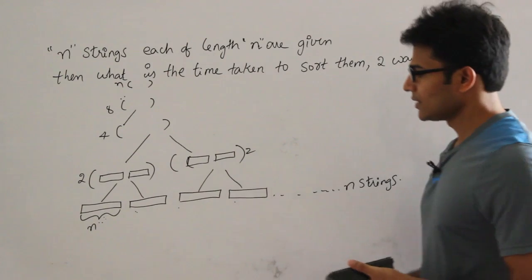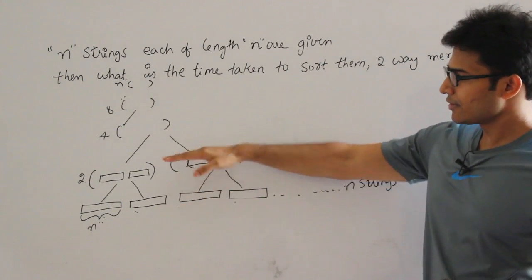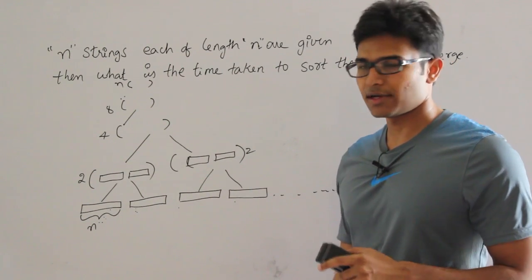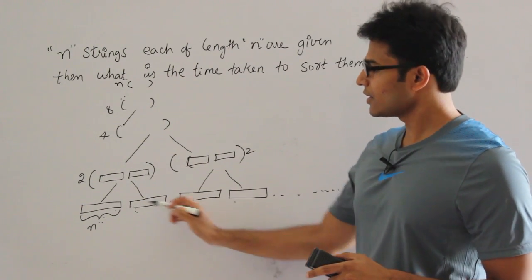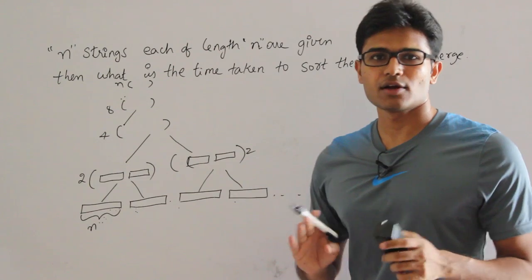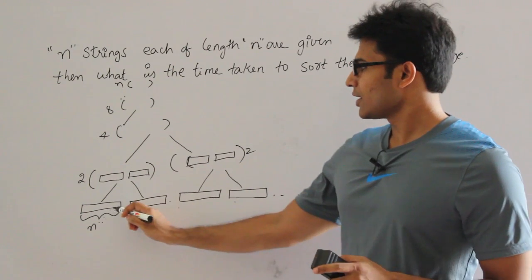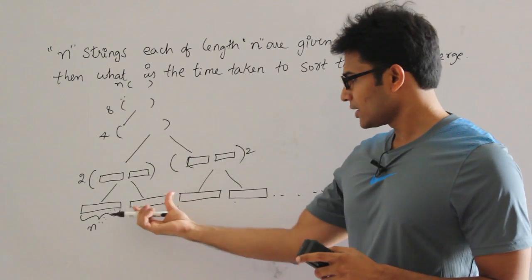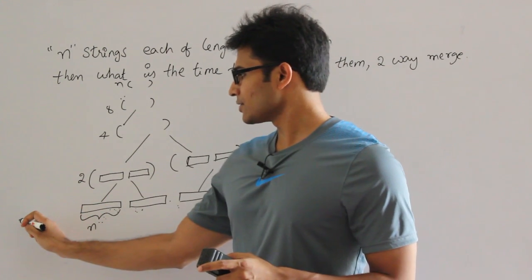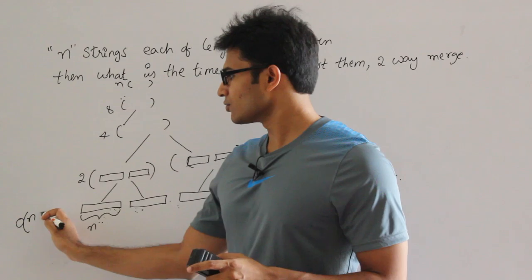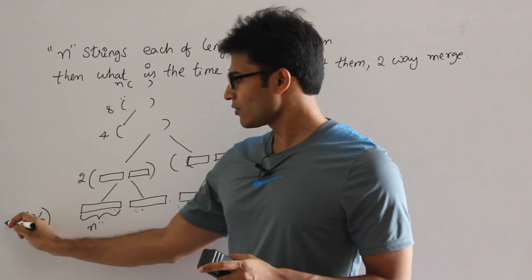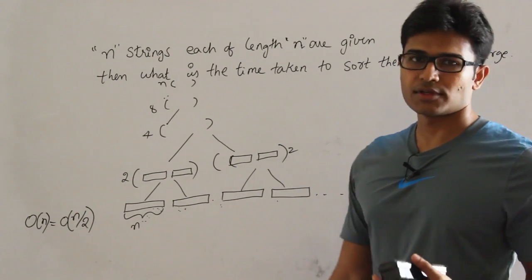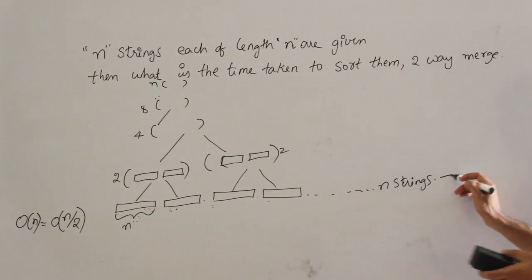Now let's see. In order to write all these n elements here, every element has to be compared exactly once. Even if it is n by 2 or n, I don't care exactly how many, but every element has to be compared with some other element before you write it there. So at the first level, the number of comparisons is order of n, and for every comparison the time taken is order of n. Therefore, for comparisons the total time taken is order of n square.